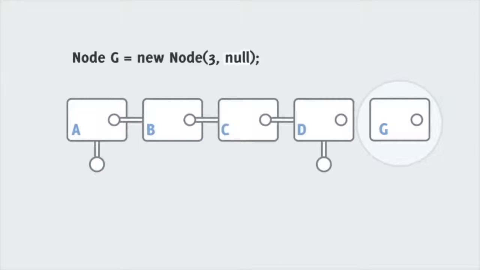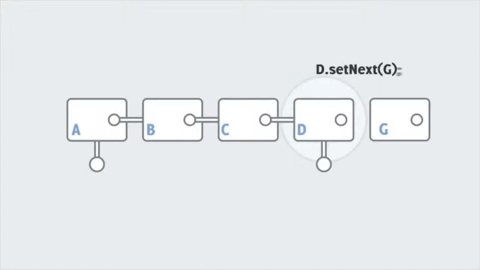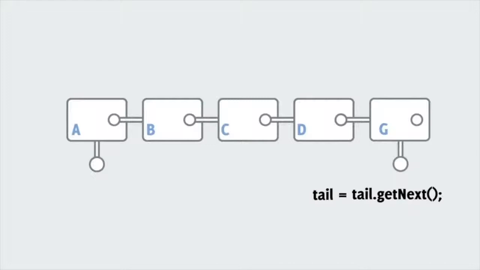The next step is to set the last node in the list to reference this new node, in this case, node G. The final thing to do is to change the reference of the tail so that it references this new node, G. This is done by changing the value of the tail to be equal to the next node up from where the current position of the tail is. Tail equals tail.getNext.